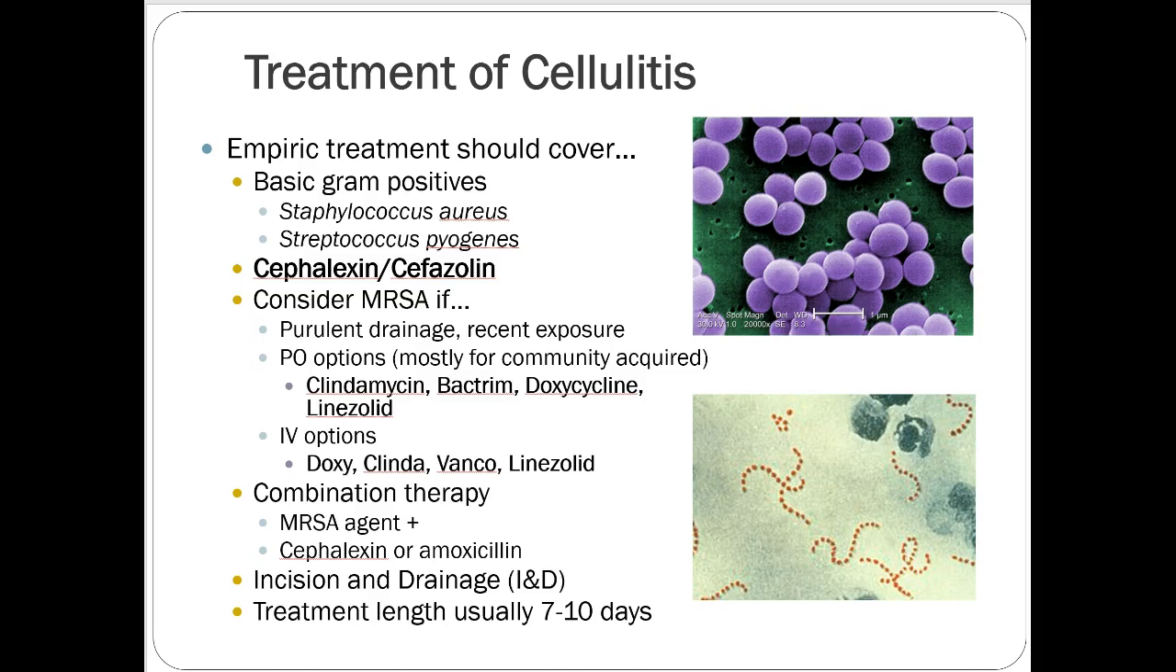So MRSA, while Staph aureus can be purulent, MRSA as a recent exposure plus purulent drainage is usually the hallmark towards seeing something that's going to be probably MRSA. So if you're wondering, is this regular staph or MRSA? If there's a lot of really purulent drainage, you might want to consider empirically treating for MRSA at that time. For community-acquired MRSA, you're looking at some oral options. So if your patient's relatively fine, other than the fact that they have cellulitis, you want to treat MRSA. Your PO options are your drug of choice.